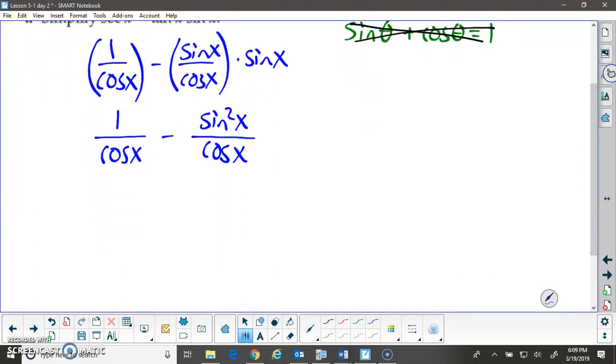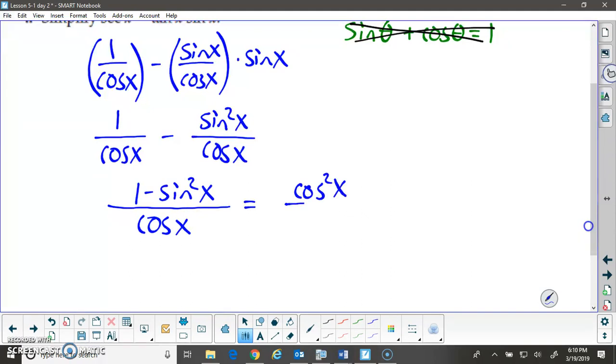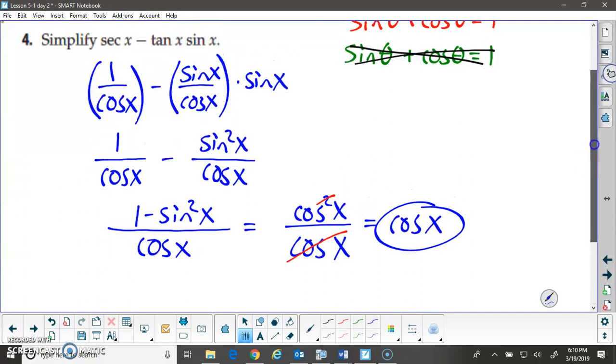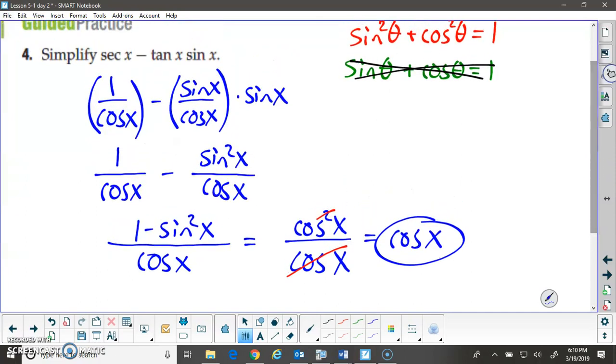And if we put them together, because they have the LCD of cosine of x, we get 1 minus sine squared of x in the numerator, which is a Pythagorean identity that we can change into cosine squared. And since we have cosine squared of x over cosine of x, we can cancel the cosine on the bottom with one of those cosines on the top, and it leaves us with just cosine of x. There is the first trig proof problem.